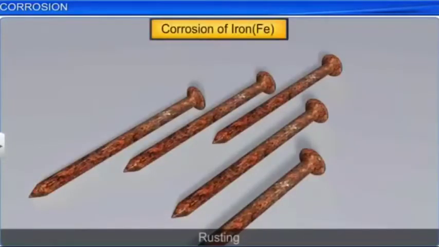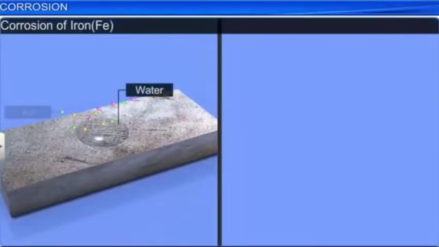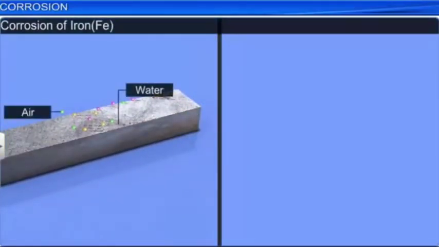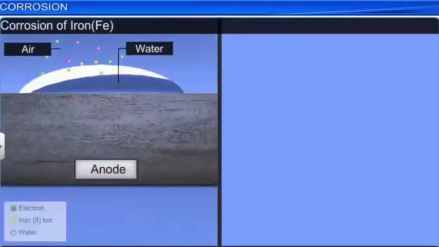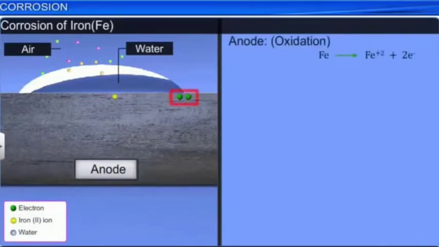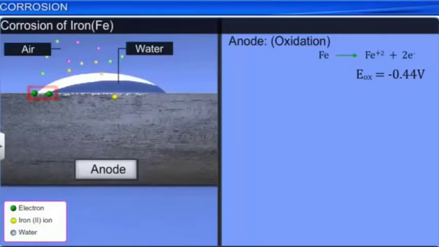Let's look at the corrosion of iron, which is commonly known as rusting, in detail. Iron corrodes in the presence of water and air. The spot where the corrosion begins can be considered the anode. Here, iron loses 2 electrons to form the iron II ion. The oxidation half reaction has an oxidation potential of minus 0.44 volt.